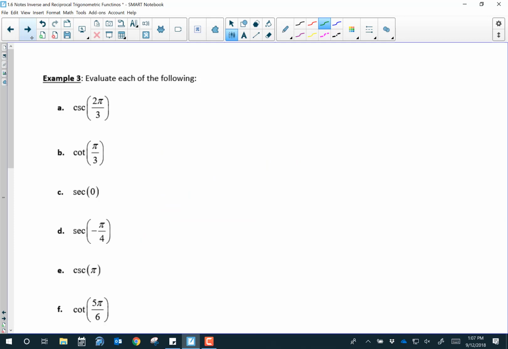All right, so let's try our next example. I'm going to do the first one with you, and then I'm going to let you try the next ones on your own. So cosecant of 2 pi over 3. Another way to do this problem, instead of saying 1 over sine, is to go off to the side. Sine is the reciprocal of cosecant, correct? I first calculate what's sine of 2 pi over 3.